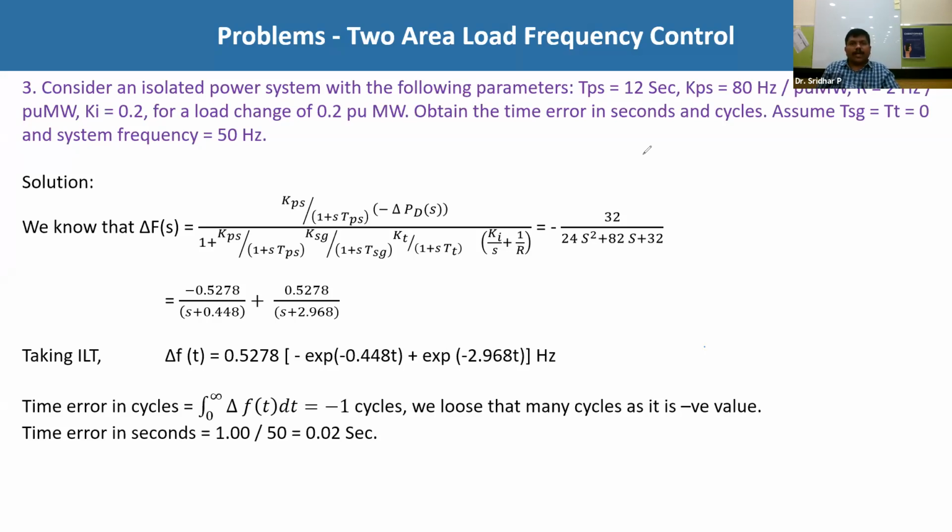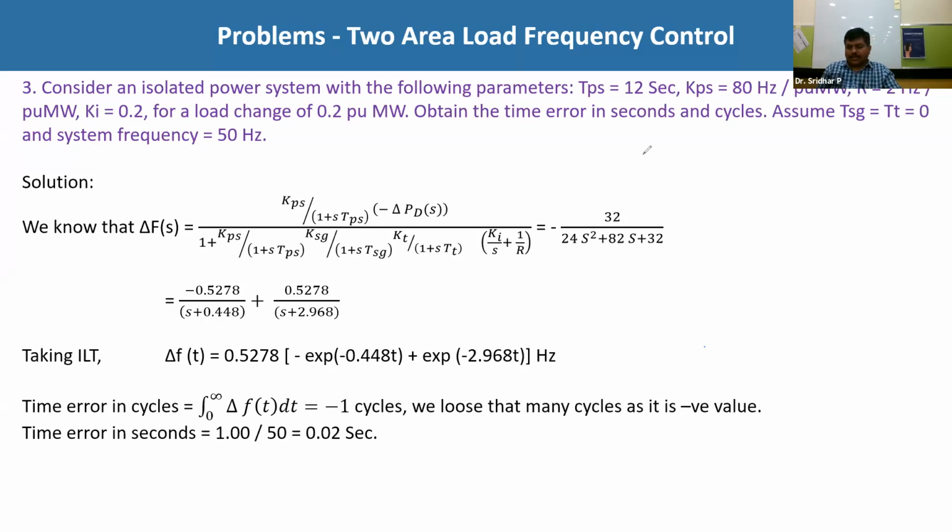The time constant is clearly mentioned, that is 12 seconds, and KPS is 80, and KI is 0.2, for a load change of 0.2 per unit megawatts. Obtain the time error in seconds and cycles. Assume the system frequency is 50 Hz.